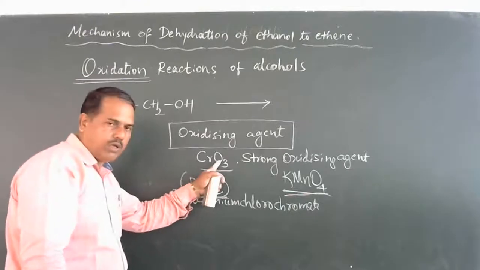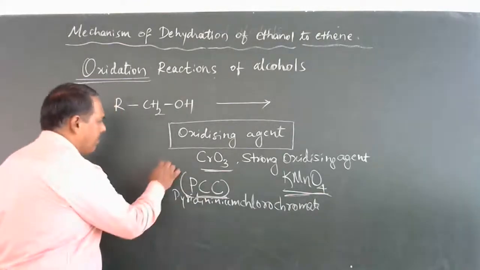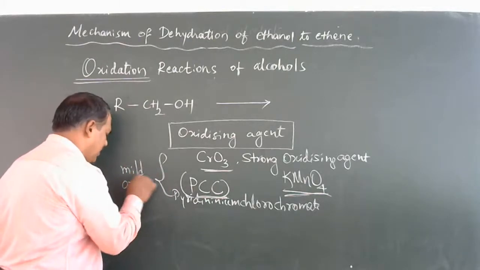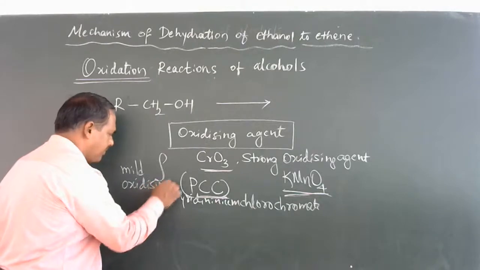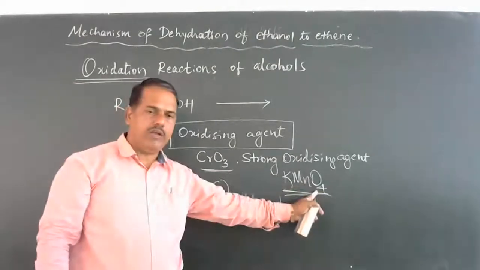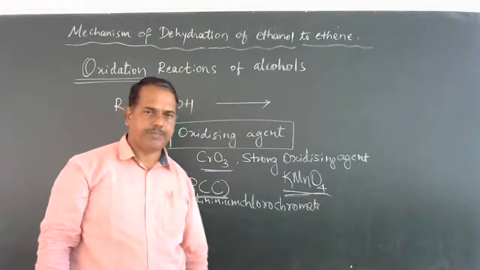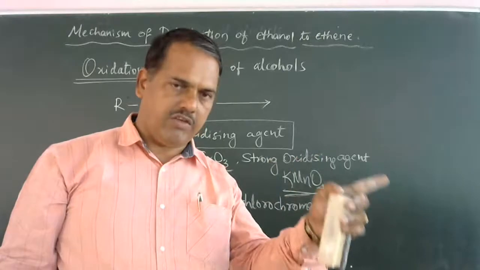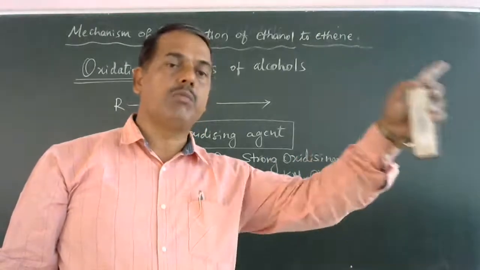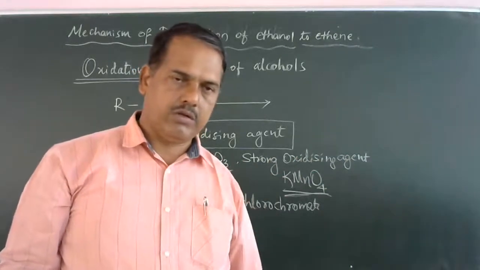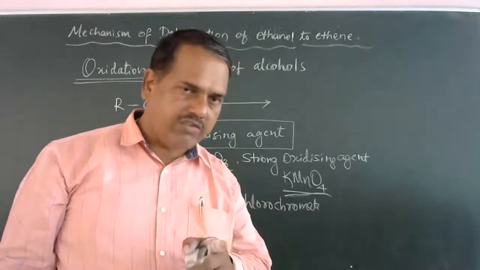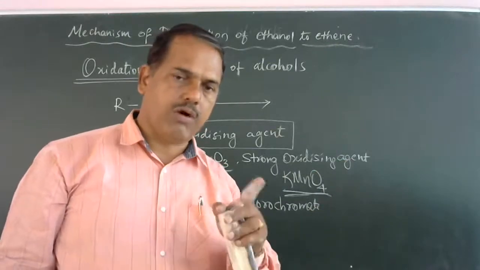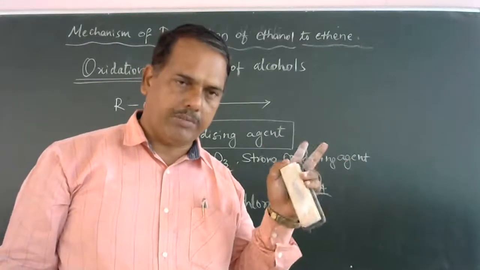Both CrO3 and PCC are mild oxidizing agents, whereas potassium permanganate is a strong oxidizing agent. When alcohols react with a strong oxidizing agent, carboxylic acid is obtained directly. When they react with a mild oxidizing agent, aldehydes are formed. That is what you have to remember.